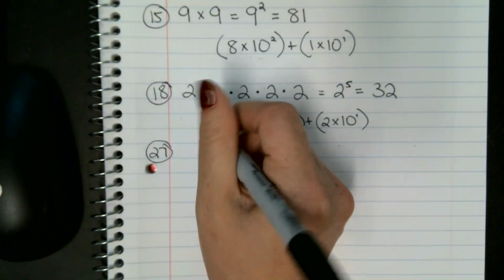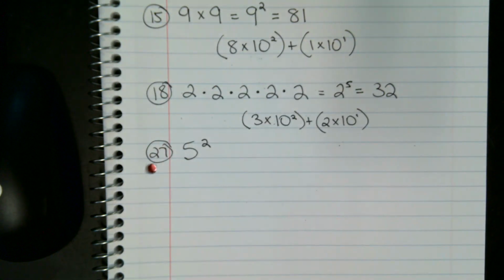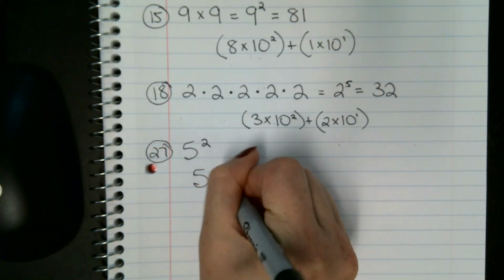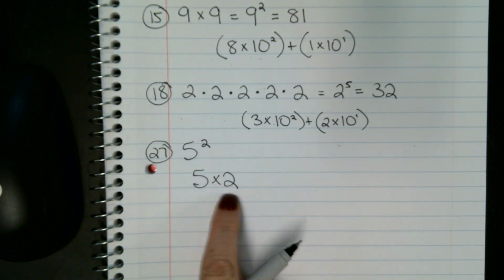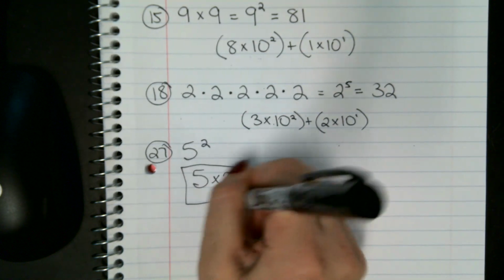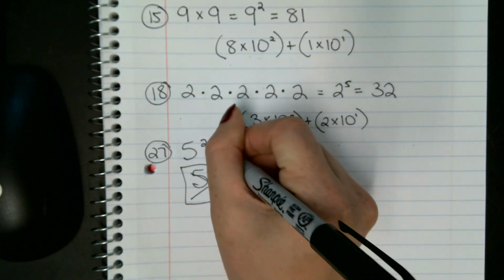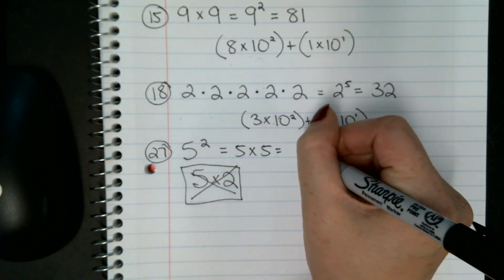Now for 27, I want to ask you a question. It says 5 squared or 5 to the power of 2. Do I write this? Look up here. Do I write that? No, I do not. That is wrong. What will it be?